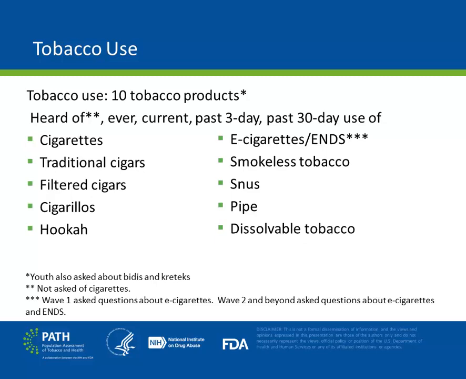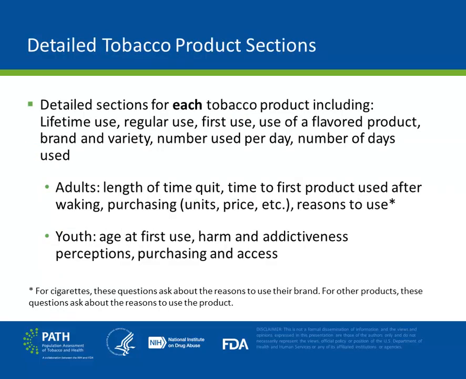Next, adults and youth are asked about basic use behaviors for each product, such as ever use, current use, past 3-day use, and past 30-day use. Additionally, to assess awareness of different products, adults and youth are asked whether they have ever heard of all products except cigarettes. In the tobacco use section of the interviews, respondents are identified as never or ever users of each tobacco product.